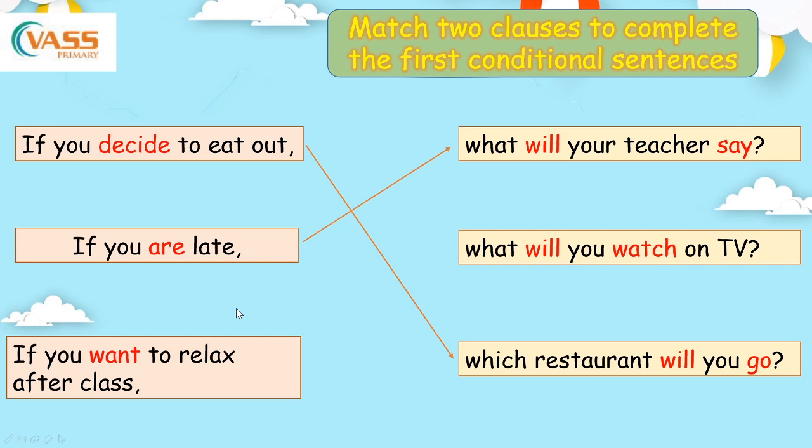Okay, great. And the last one is, if you want to relax after class, what will you watch on TV? If you want to relax after class, you watch TV. What will you watch on TV? Our answers are all in future tense. The if clause is present tense. If the if clause is at the beginning, remember, comma. If the main clause is at the beginning, we have no comma. Very good, students. Let's continue.